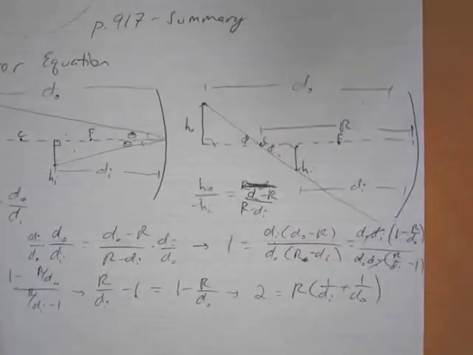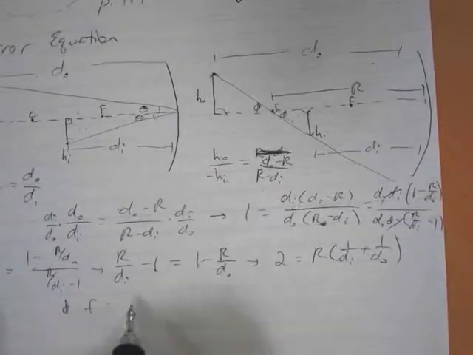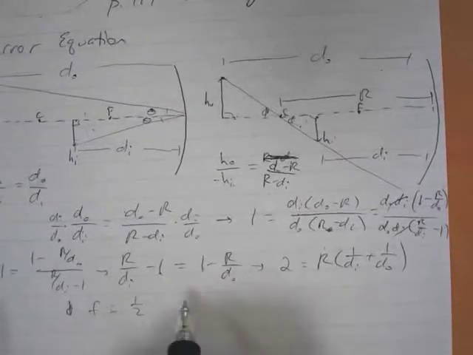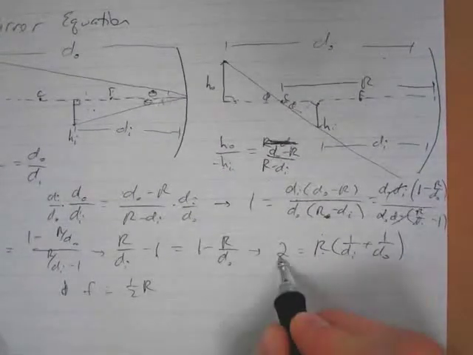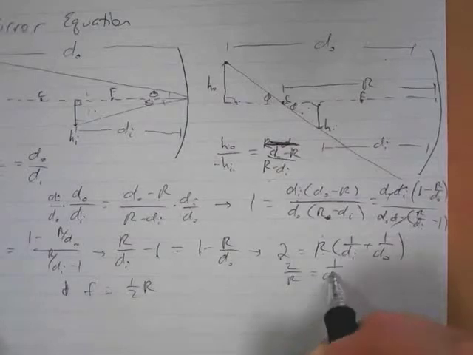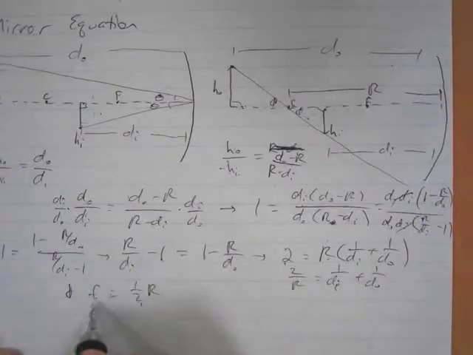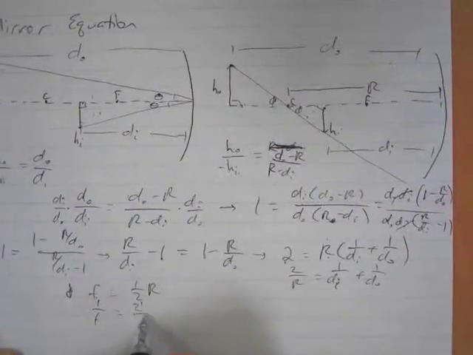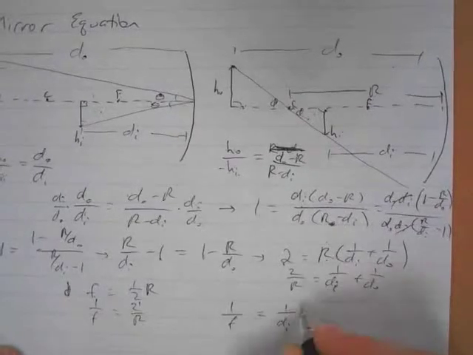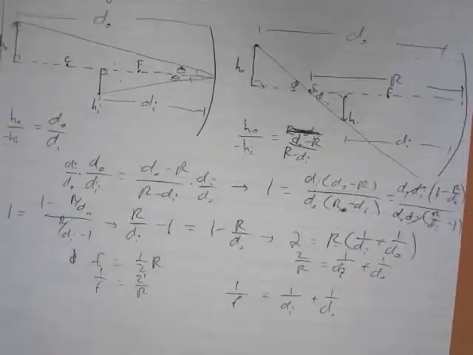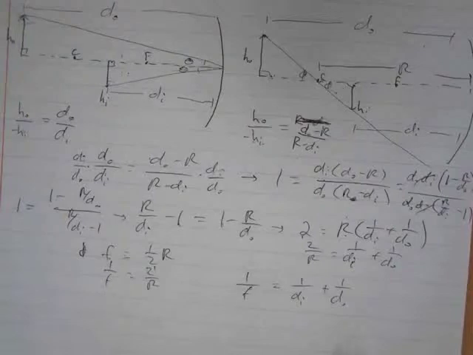And if we remember that for a mirror, our focal length was equal to 1/2 r, we can move this r over. We can say 2 over r equals 1 over di plus 1 over do. And if f is equal to 1/2 r, then 1 over f would be 2 over r. So then we get our mirror equation. So 1 over the focal length is equal to 1 over image distance plus 1 over object distance. This is the mirror equation.